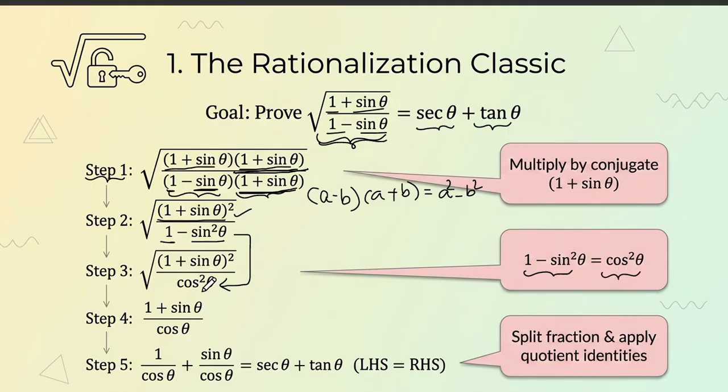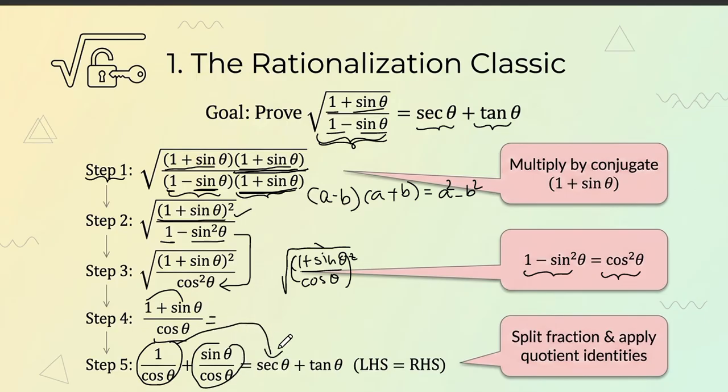Now numerator and denominator are both in square form, so we can write inside the square root (1 plus sin theta upon cos theta) the whole square. Now we can cancel out the square and root. What will remain? 1 plus sin theta in the numerator and cos theta in the denominator. If we split it, 1 upon cos theta plus sin theta upon cos theta. So 1 upon cos theta is sec theta, plus sin theta upon cos theta is tan theta, and that is what we wanted. So LHS is equal to RHS.